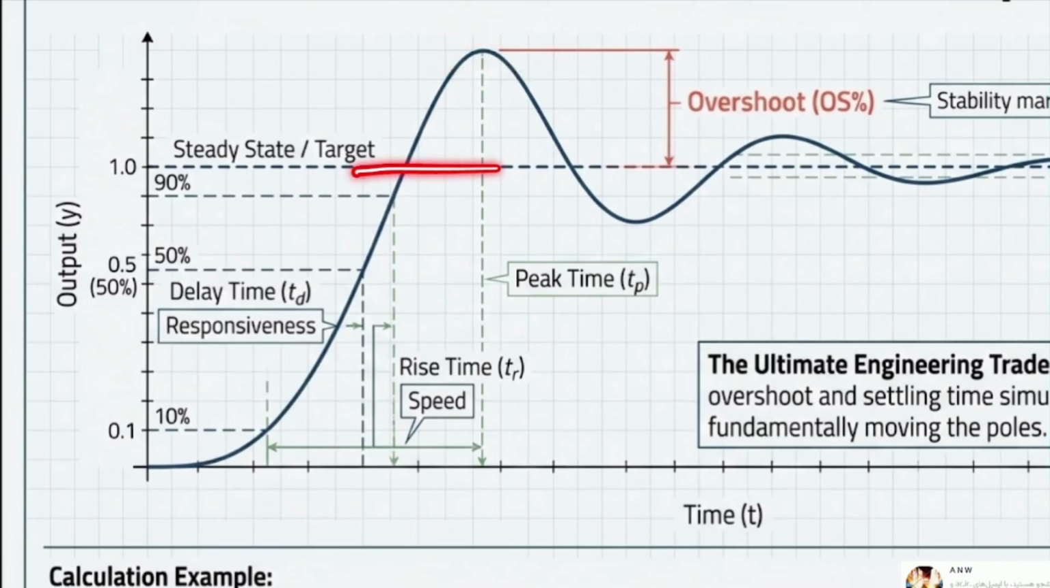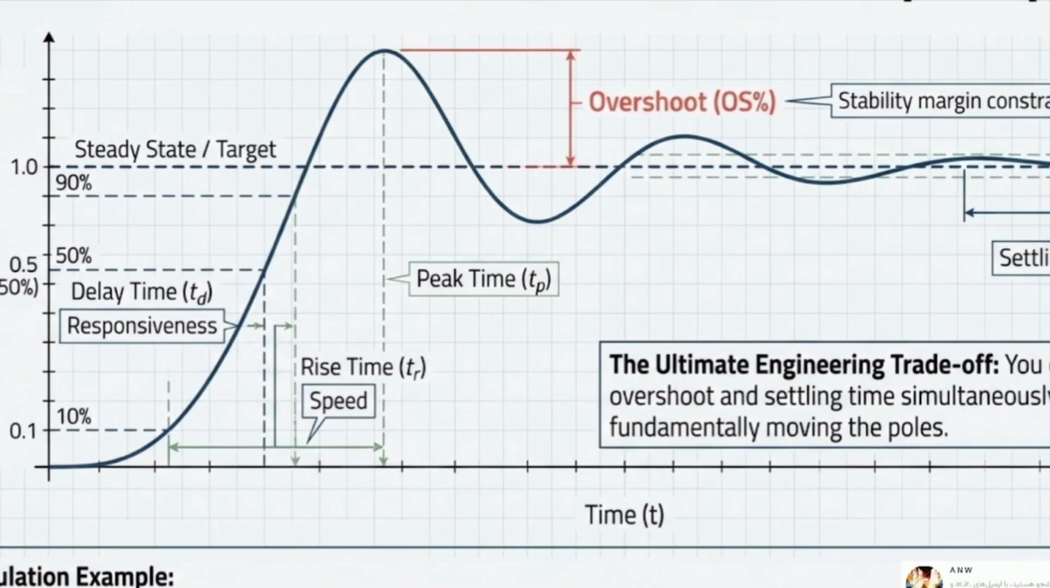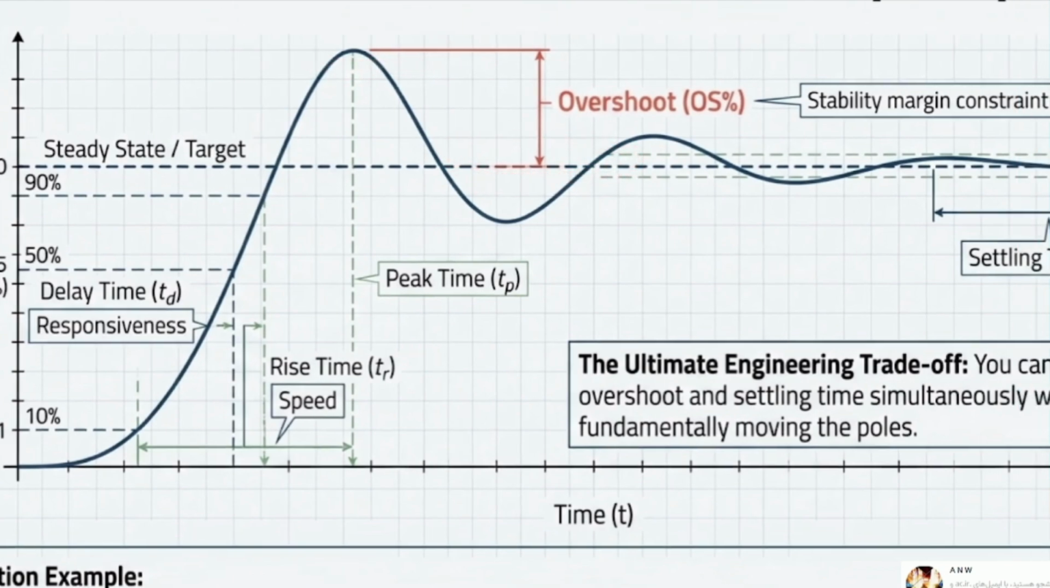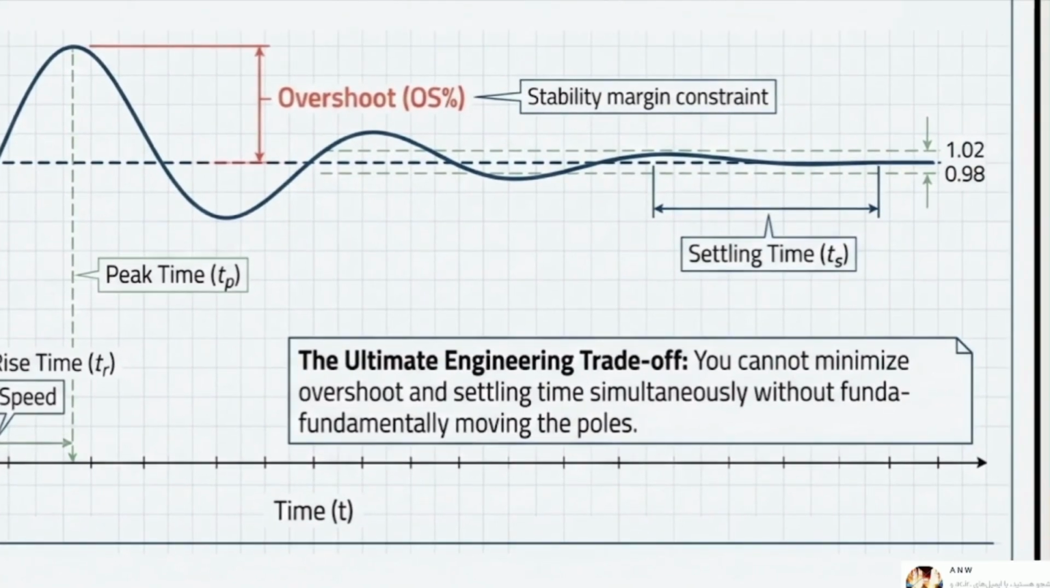By the way, at this point, this is not the maximum. The maximum level is the part that my system can reach. Overshoot is another concept. Overshoot is the difference between the maximum value and the steady state value. So this is something that we call overshoot. And we do have another thing, the settling time. So what is the settling time?